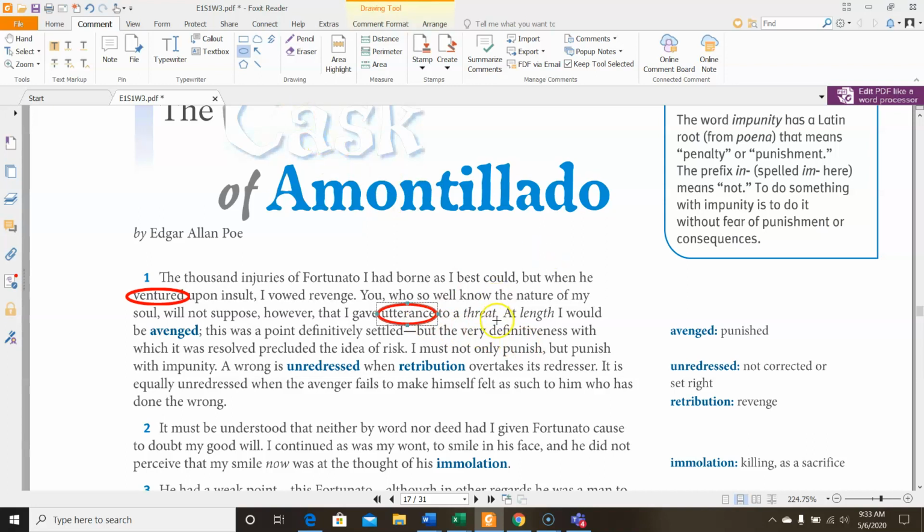Definitiveness, you may not know definitiveness, so I'm going to go ahead and circle that. Precluded.